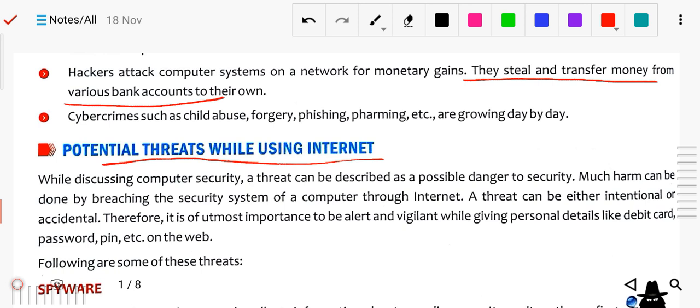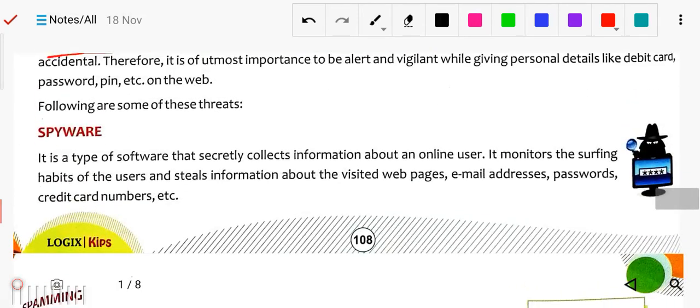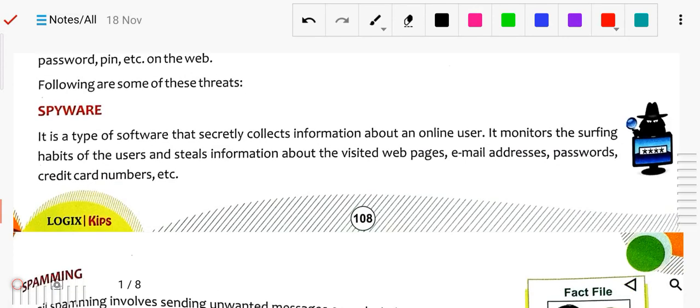A threat can be described as a possible danger to security. Much harm can be done by breaching the security system of a computer through the internet. Breaching means they break down and decode your computer and do harm. Harmful means, according to their intention, they can do anything to your computer. They can break the password, steal the information, and transfer money from your bank account. So first of all, we will study the following threats.